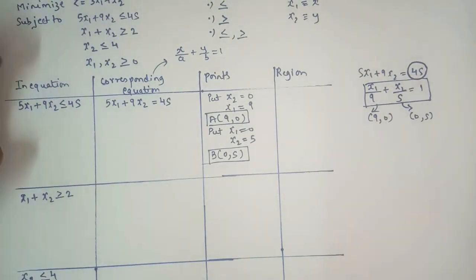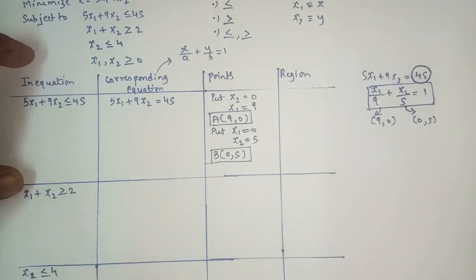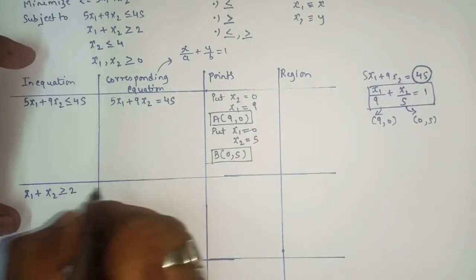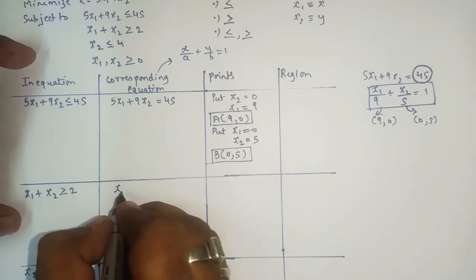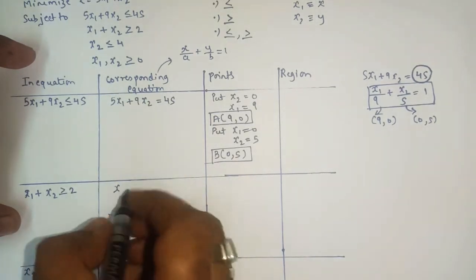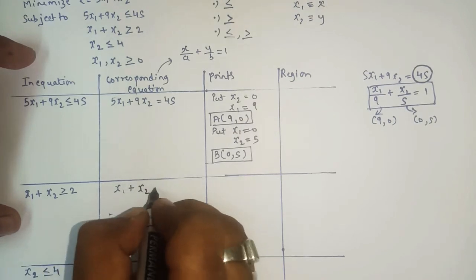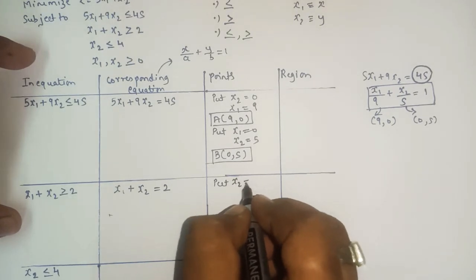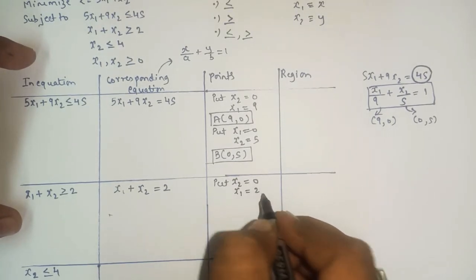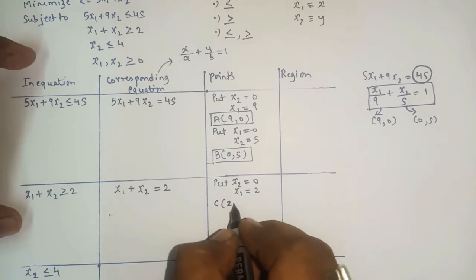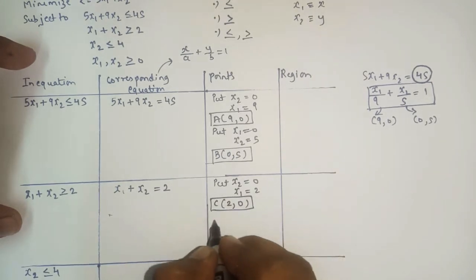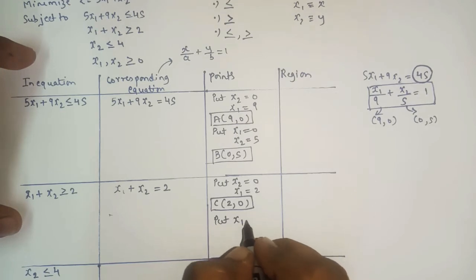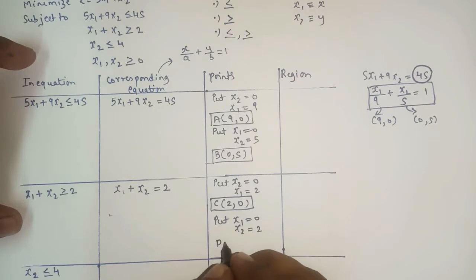Now we'll move on to the next one: x1 plus x2 greater than equal to 2. The corresponding equation will be x1 plus x2 equal to 2. We'll put x2 as 0, so clearly we can see that x1 is 2. So here we got the third point, 2 comma 0. In the second case we'll put x1 as 0, so x2 will be 2. So here we got the fourth point as 0 comma 2.